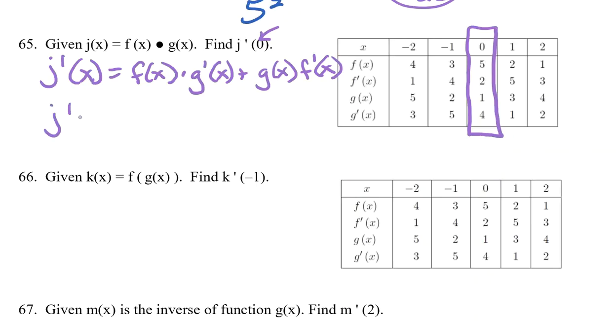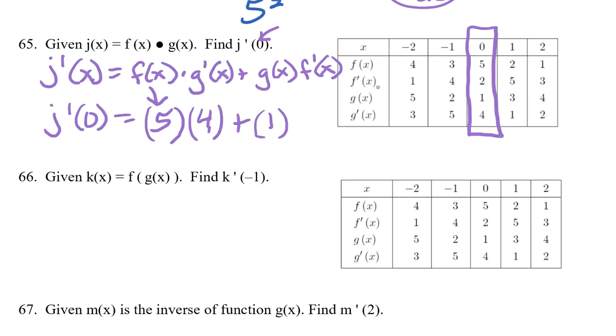So j prime of 0 would be f of 0. That would be a 5. And a g prime of 0, that would be a 4. Plus a g of 0, that would be a 1. And an f prime of 0 would be a 2. So it looks like we'll have a 22.